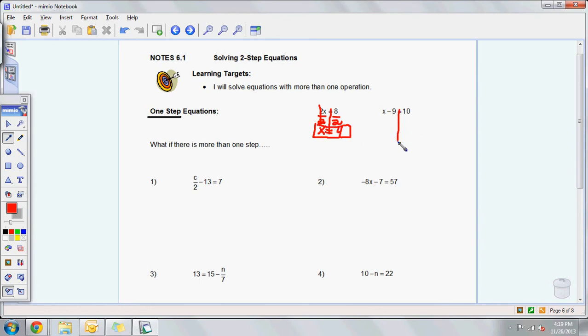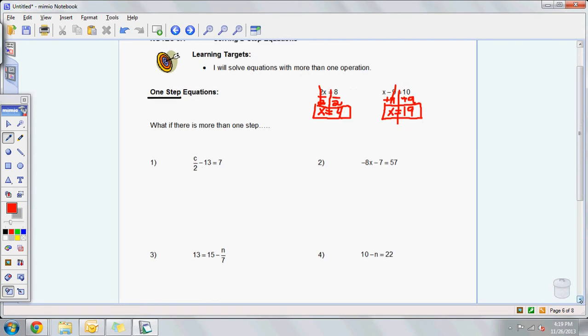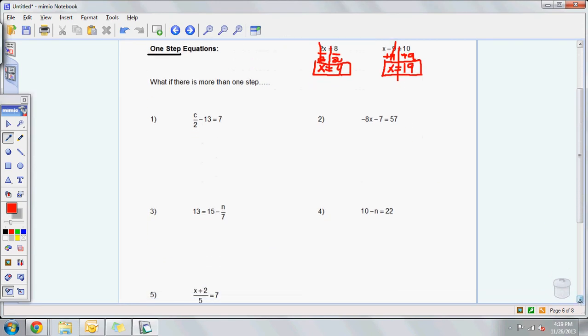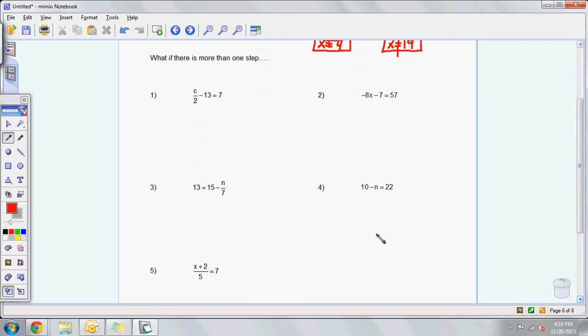This one, to get x by itself, the opposite operation would be addition. So we would do the same thing on both sides. Negative 9 plus 9 is nothing. So x is equal to 19. One-step equations are nice, simple, easy, and then we're moving up in the world now. Today's lesson is going to walk you through how to solve two-step equations. So let's go ahead and get started.